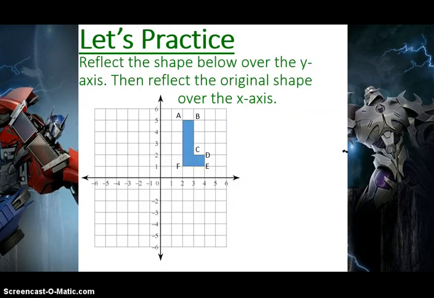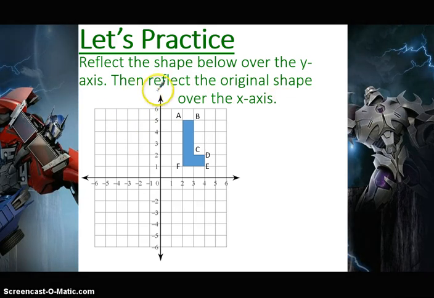So let's do an example, and we will reflect the shape over the y-axis and then reflect the original shape over the x-axis, kind of like we did in the last example. So let's start by flipping it over the y-axis. A is 2 away, so it'll be 2 away over here. B is 3 away, 1, 2, 3. So B will be 3 away, 1, 2, 3.